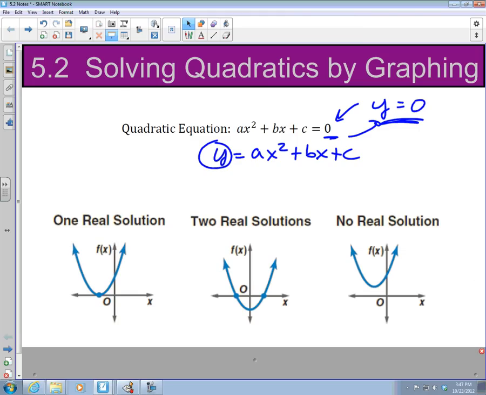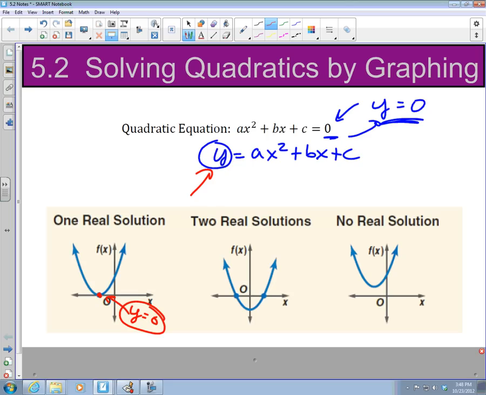Here it is. Your solutions. You have one real solution, two real solutions, or no real solutions. And it depends on how many times it crosses the x-axis. And here's y. At this point right here, I'm not sure what x is equal to, but I know that y is equal to 0. So if we want to find our solutions, we want to find them when y is equal to 0. And that's only when it crosses the x-axis.